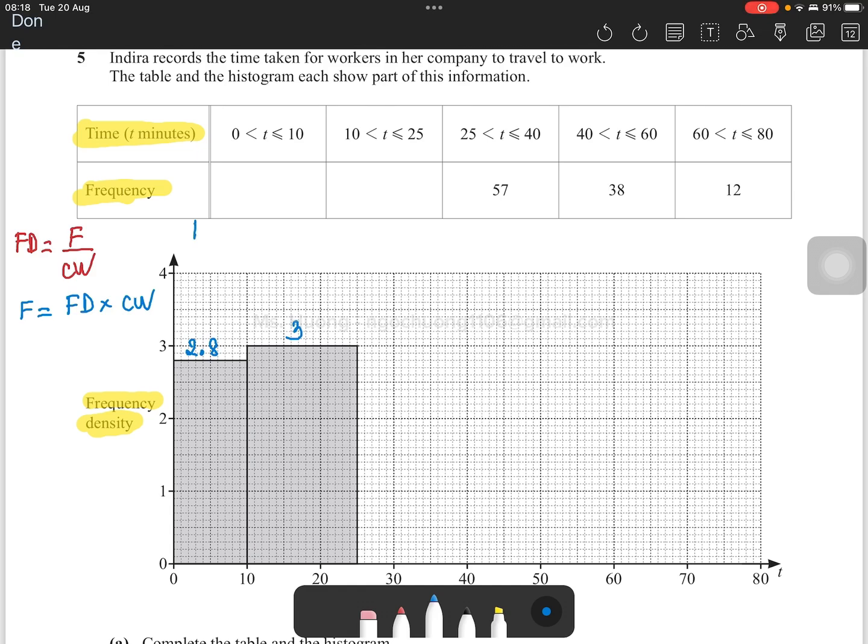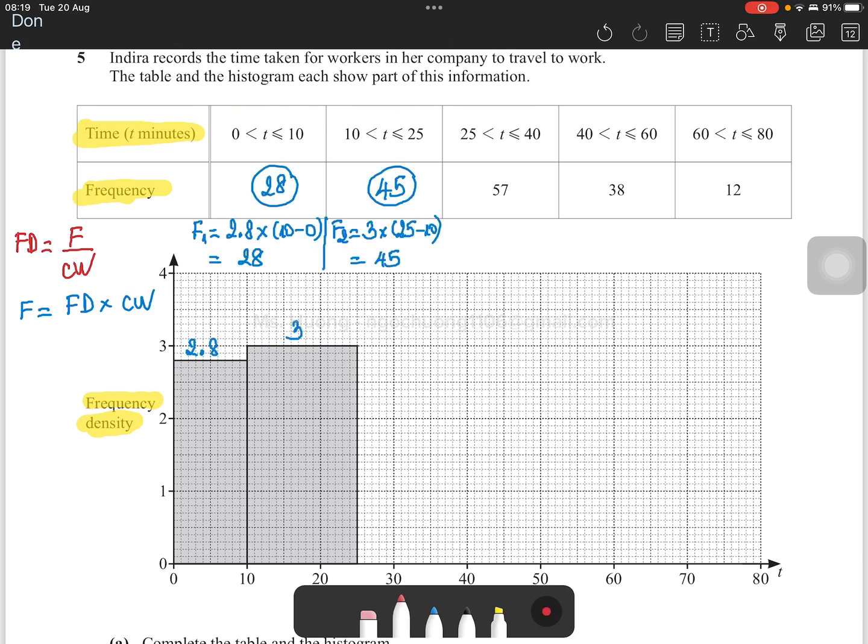So we can find the frequency of the first column by multiplying the frequency density 2.8 by the class width, which is 10 minus 0. So 2.8 times 10 is 28. So this one is 28. For the second block, the frequency is equal to the frequency density 3 multiplied by the class width, which is 25 minus 10. So 3 times 15 is 45. So this one is 45.